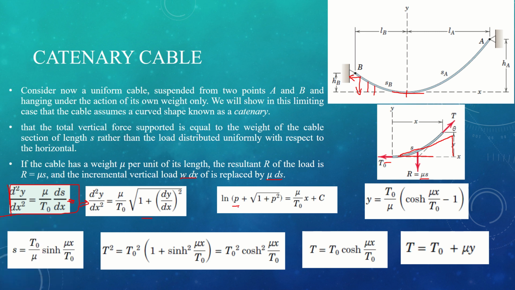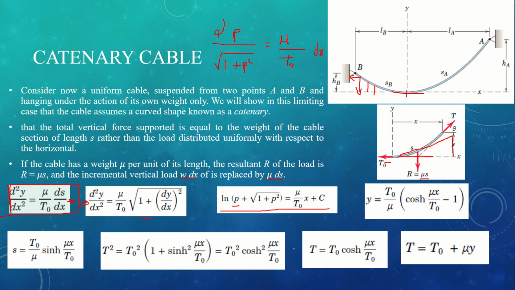We are going to find the value of dp by dx, and what we obtain is something in the form of, let me show you right here, dp by under root 1 plus p square, which is equal to mu over t naught dx. Now this is the relation of dp by dx. You take this relation and further open it, and you will get this relation.